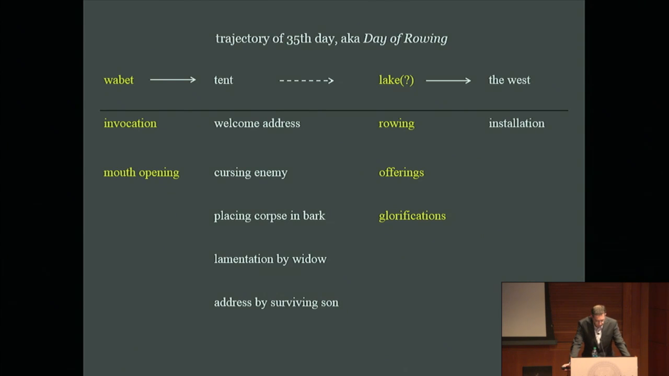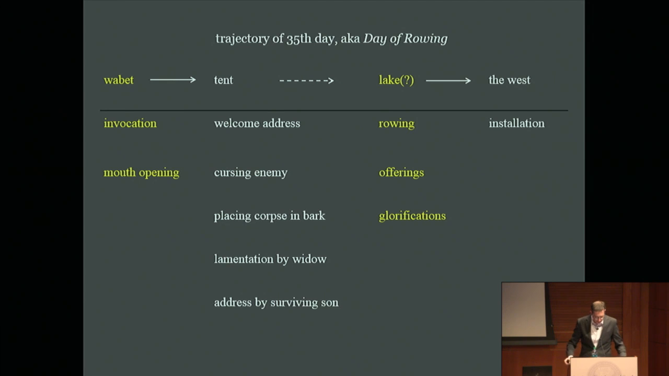If we use these 3 scribal methods to recover the intended structure of the text, we arrive at a logical sequence of rituals performed at 4 successive locations: the wabet, or mummification hall, then we go to a tent, presumably, then we go to a lake, and eventually we go to a structure called the West, as I indicate here. This is where the missing middle part is. So these are dotted lines. I don't know what exactly happens there.